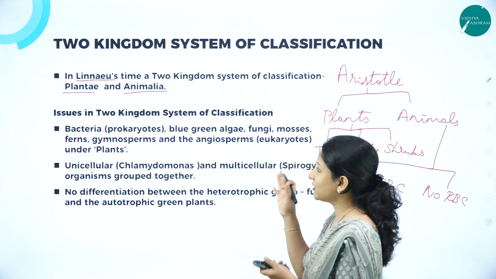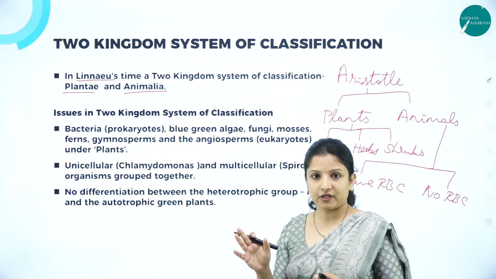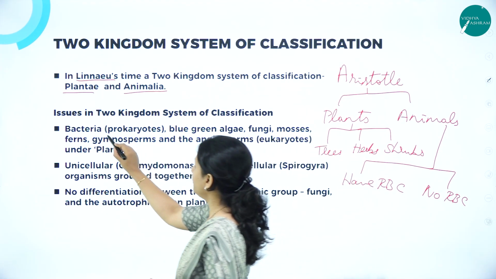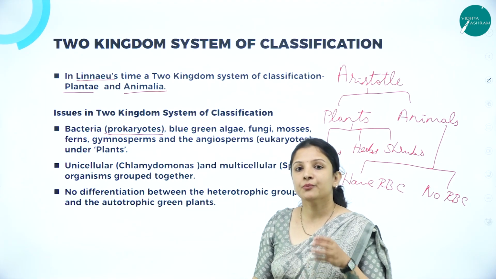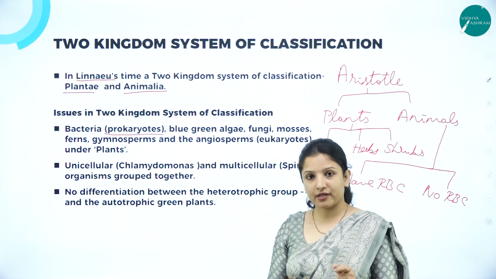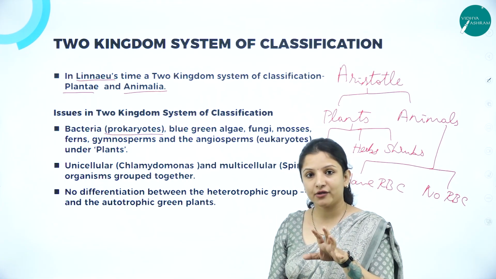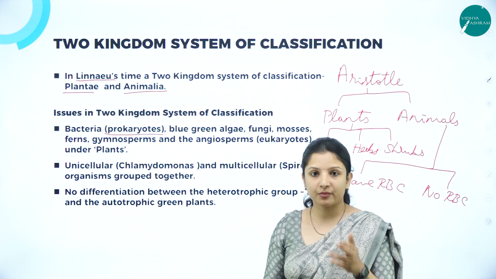So, what were the issues that were there in this particular two kingdom system of classification? Let's look into it. Here, bacteria. Bacteria are prokaryotes. What does prokaryotes mean? Prokaryotes are those organisms... karyon means nucleus. So, prokaryotes are those organisms which lack a nuclear membrane.